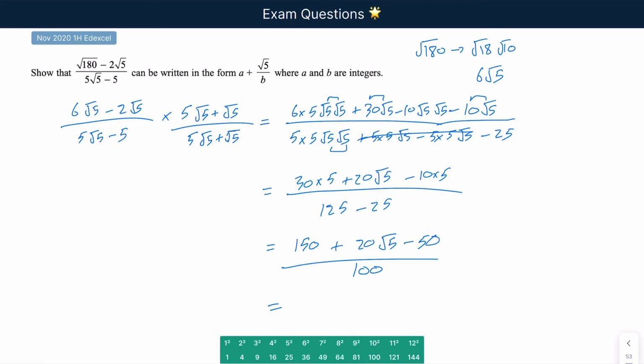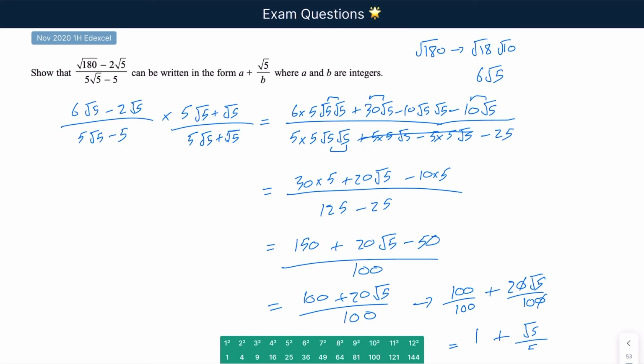And then we can just take the 150 and the 50, and that's 100 plus 20 root 5 all over 100. And now we want to look at the question itself, and the question says you want it written in that form. So we can write this as 100 over 100 plus 20 root 5 over 100, which is getting there. And then the 100 over 100 can just be written as 1. The 20 and 100, so the zeros can cancel out, and that can be written as root 5 over 5, because the 2 and the 10 cancel down. So that is your final answer, 1 plus root 5 over 5.